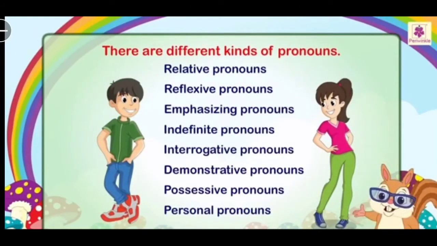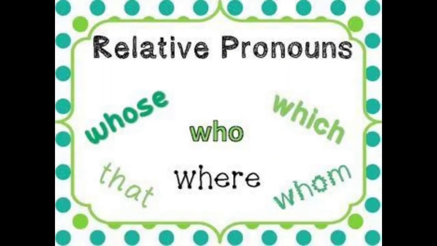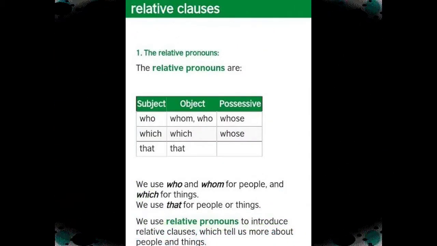Children, there are different kinds of pronouns in English. But today in this session we are going to see about the relative pronoun. What is meant by relative pronoun, children? Look at the picture, children. In this picture you can see some words like whose, that, who, where, which, whom. These are known as relative pronouns. Let's see the explanation of relative pronoun now.